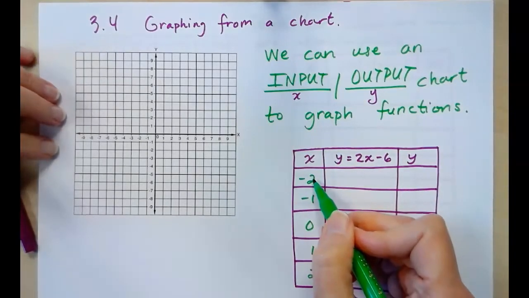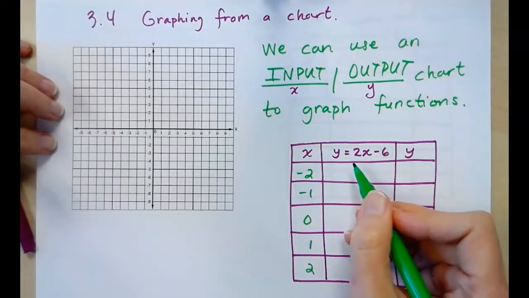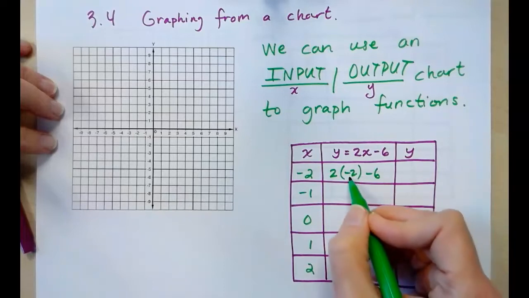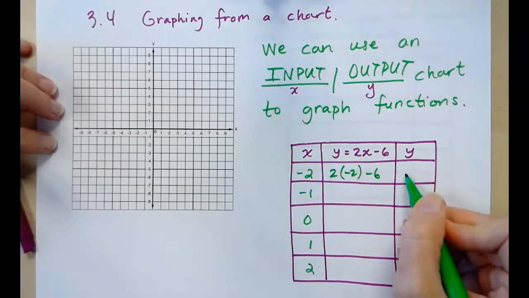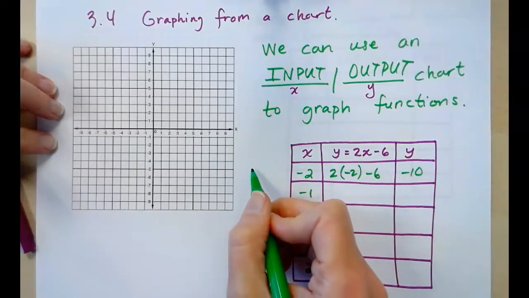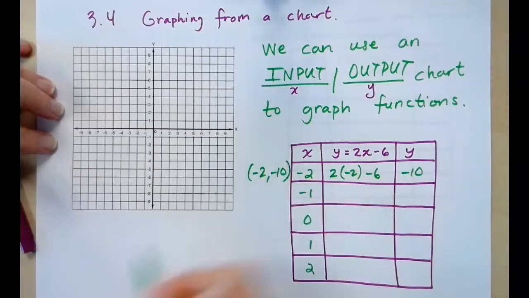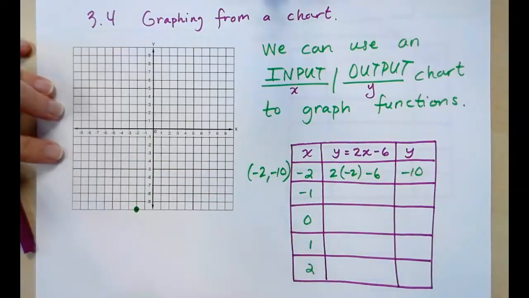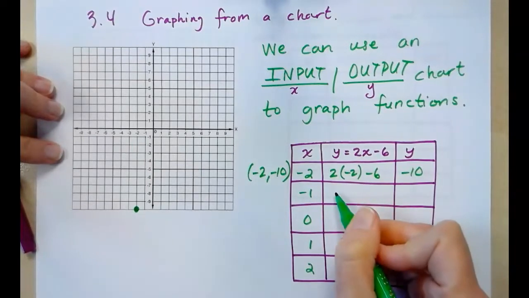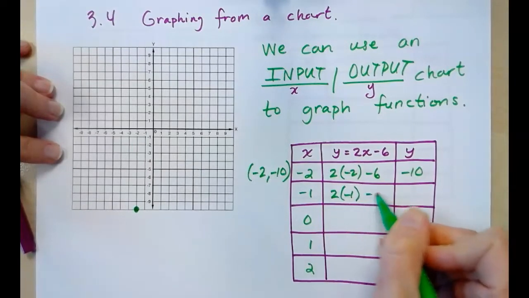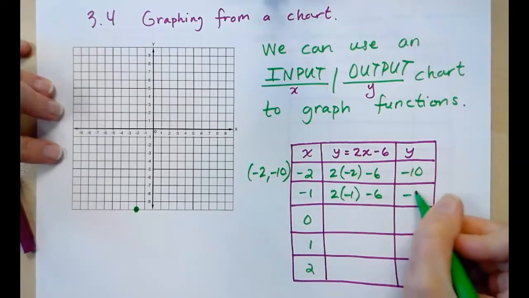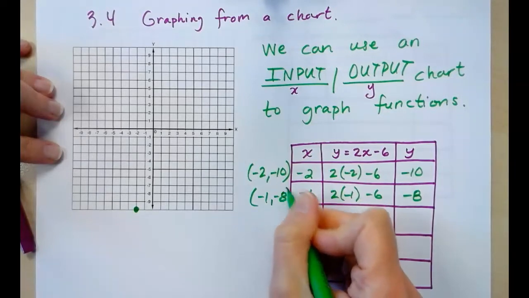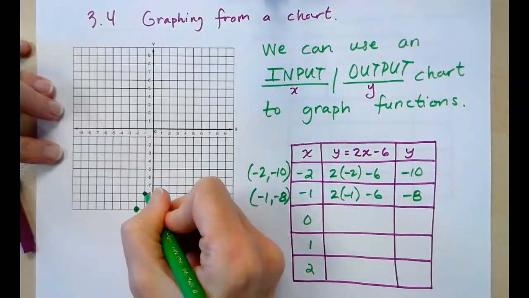So when x is equal to -2, let's plug it in. 2 times -2 minus 6, that's -4 minus 6, that is -10. That creates the point -2, -10, which we can now graph. Back 2, down 10. Let's plug in -1 and we'll start seeing a pattern. 2 times -1 minus 6, -2 minus 6, that's -8. That's -1, -8. So back 1, down 8.